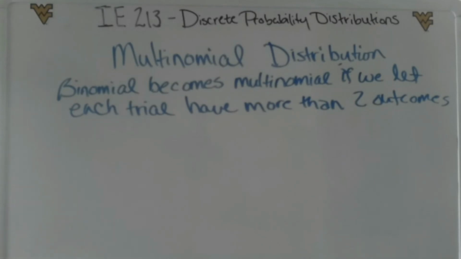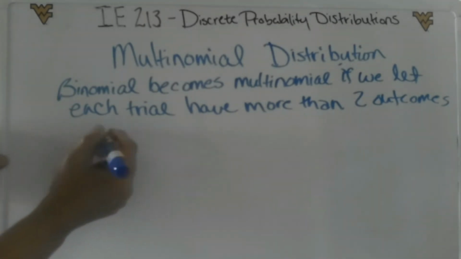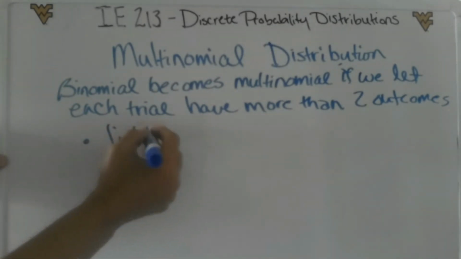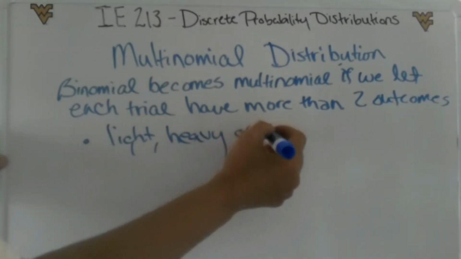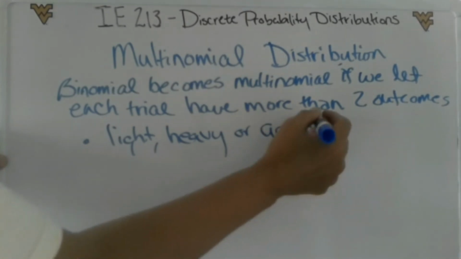In this lesson, we're going to learn about multinomial distributions. A binomial experiment becomes a multinomial if we let each trial have more than two outcomes. Some examples would be the classification of a manufactured product as being perhaps light, heavy, or acceptable.